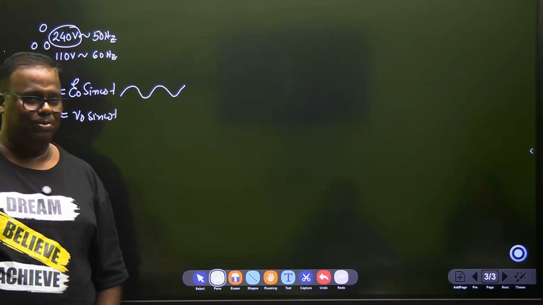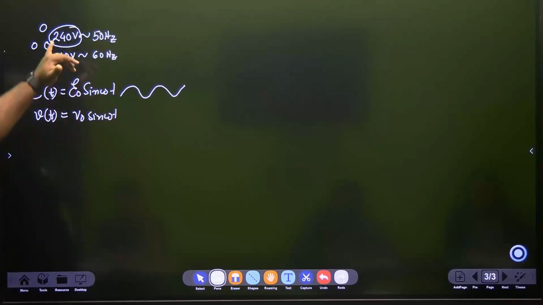What is this value? How did you give me a steady value of 240? Obviously, we have an alternating signal. How can the voltage be 240?